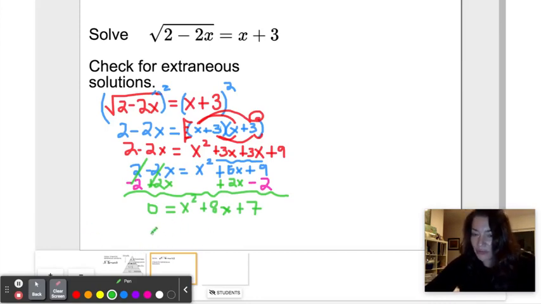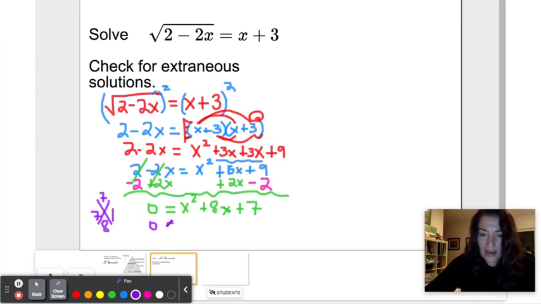All right, once we have our equation in standard form, then we look to see if we can factor it. If you can't factor it, you should use the quadratic formula. But I can see that this does look factorable. What you're looking for is two numbers that give you 7 when you multiply that add up to 8. So if you said 7 and 1, you are correct. 7 times 1 gives us 7, and 7 plus 1 is 8. So I can go ahead and factor this as x plus 7 times x plus 1.